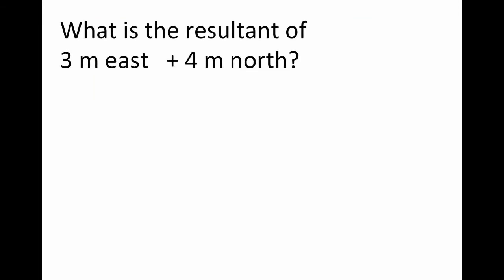Okay, so let's see. What's the resultant of 3 meters east plus 4 meters to the north? Well, it turns out it's going to be 5 meters. Did you already know that from right angle trigonometry, that this is a 3, 4, 5 triangle? Hey, watch this. I'm going to turn the lights on. How's that? Any better? All right.